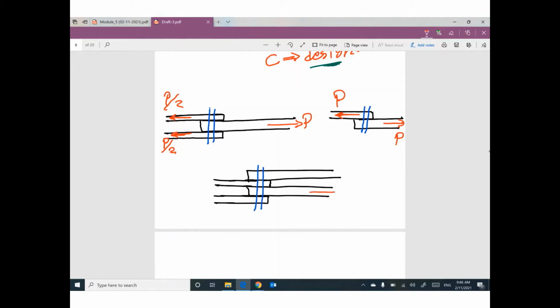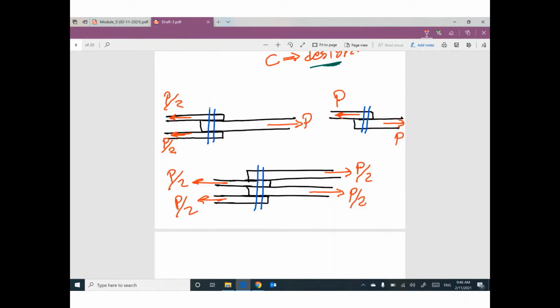If we have here P divided by 2, we will have here P divided by 2 and P divided by 2.